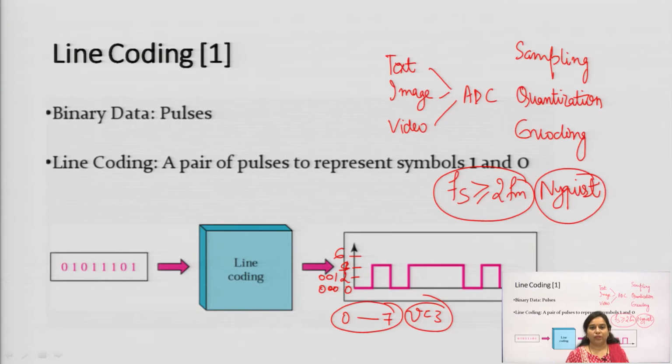Why do we want to convert into electrical form? Because over the wire or for broadcasting, this electrical signal is going to be transferred. Now, this will be done by line coding. There are different 7 to 8 line codings available.